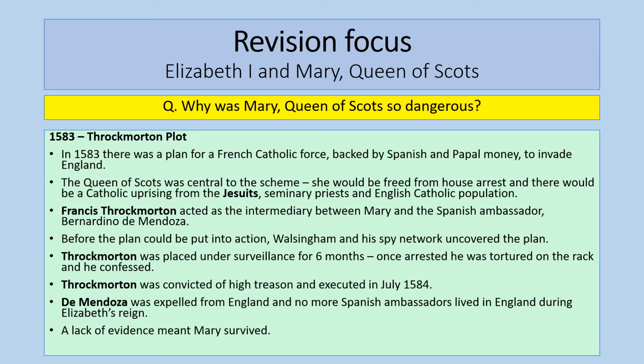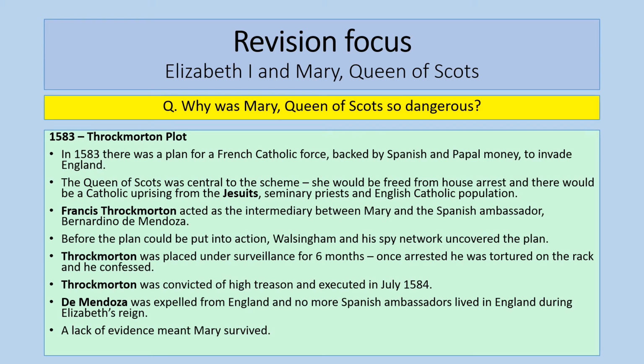There would be a Catholic uprising from the Jesuits, who were sort of Catholic priests who came over to try and convert people to Catholicism. And Throckmorton's role in it, Francis Throckmorton, was to be the intermediary between Mary and the Spanish ambassador at the time, who's called Bernardino de Mendoza.